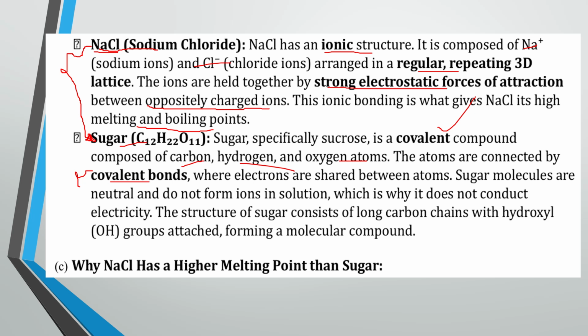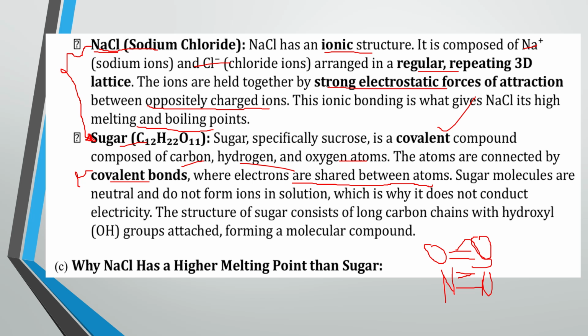For example, for oxygen to form a molecule, it has to share electrons with another oxygen atom. For nitrogen to form a molecule, it has to share electrons with another nitrogen atom. So these are what you call covalent bonds. And therefore, covalent bonds are formed when electrons are shared between two atoms of either the same element or different elements.